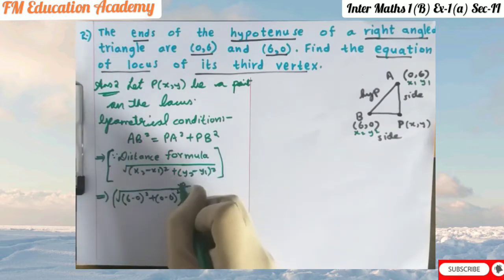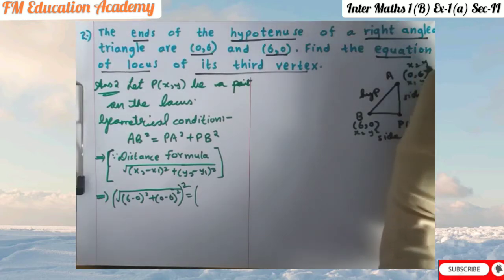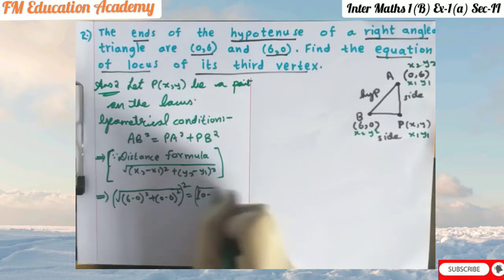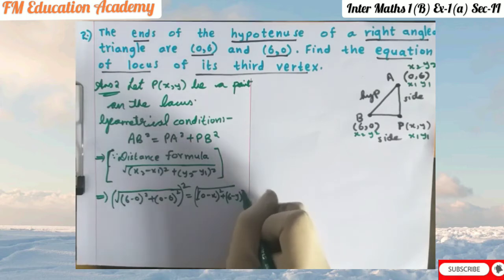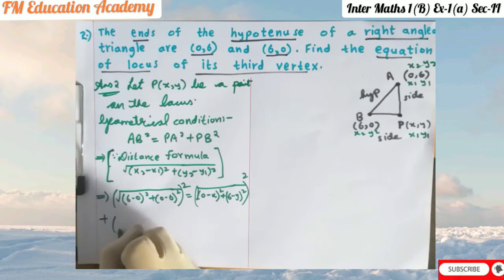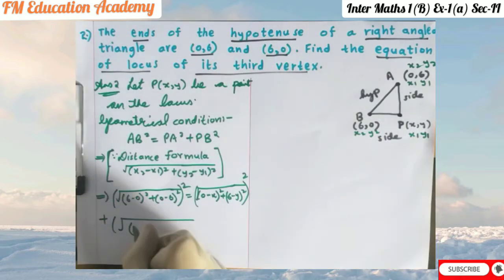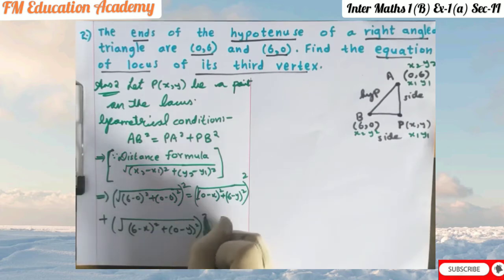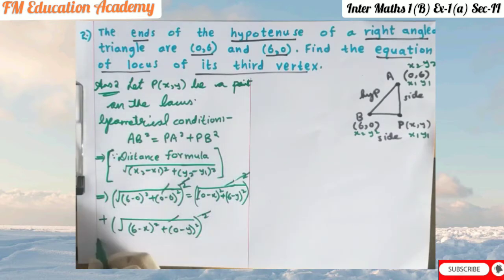Similarly, find out PA square. PA means, let us suppose P is (x1, y1) and A is (x2, y2) for PA. So (0 minus x) whole square plus (6 minus y) whole square because it is PA square, plus again for PB, (6 minus x) whole square plus (0 minus y) whole square. Now root and square will get cancelled.